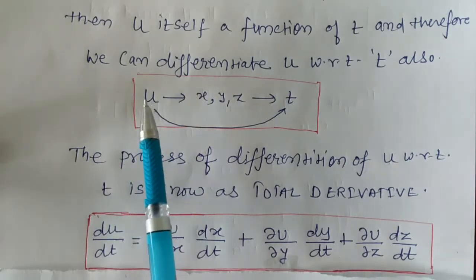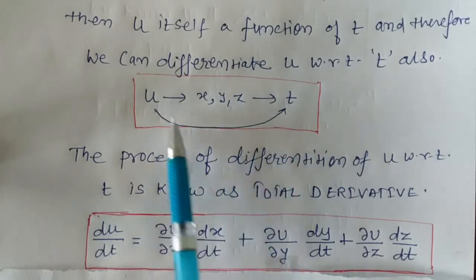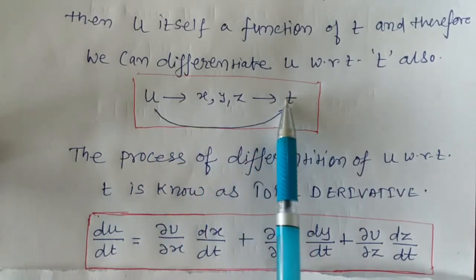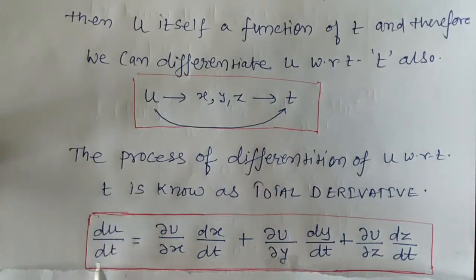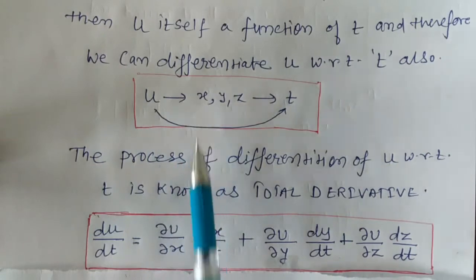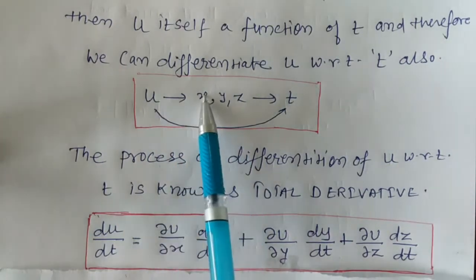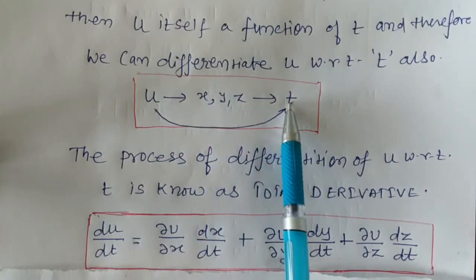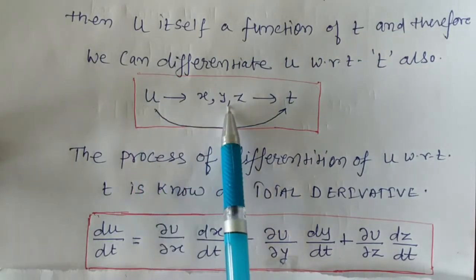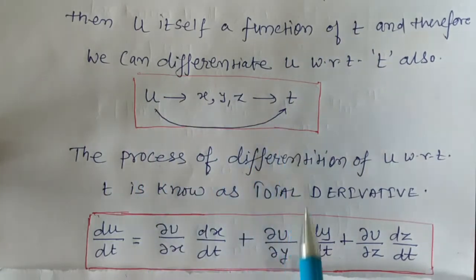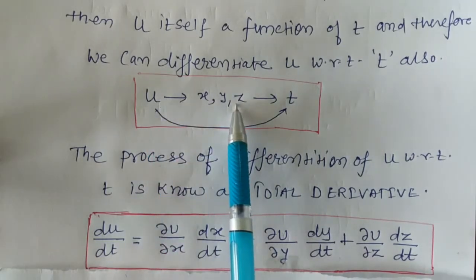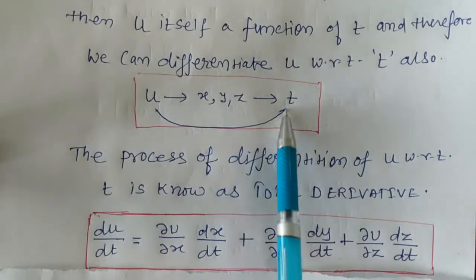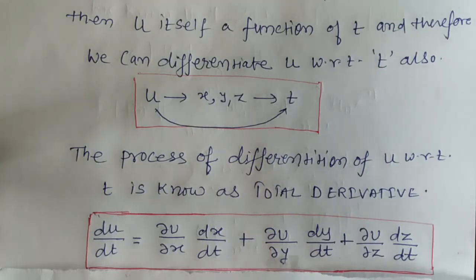To differentiate u with respect to the single independent variable t, we have du by dt, which is equal to del u by del x into dx by dt, plus del u by del y into dy by dt, plus del u by del z into dz by dt.